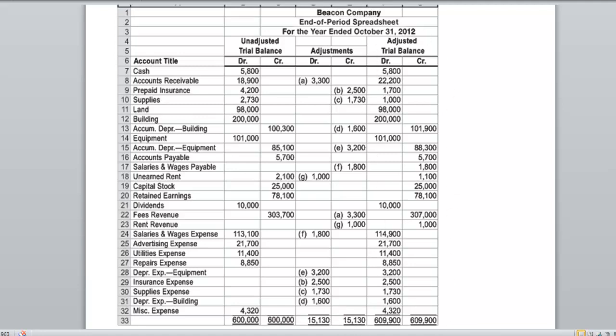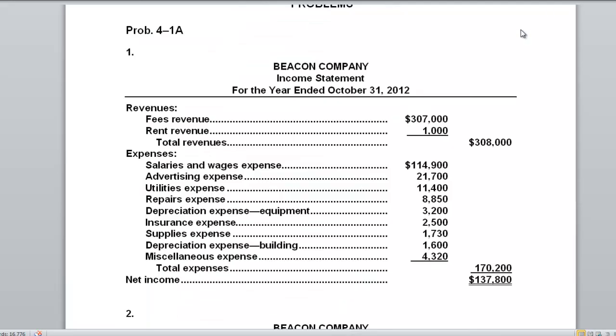Now from this adjusted trial balance, we're going to prepare the financial statements. We're going to start out with the income statement because that's the first one that we prepare. And of course, we're just going to take the figures from this adjusted trial balance and plug them into the income statement. So we're going to start with the income items here. We're going to offset that income with these expense items here. Okay, and so this is what we're looking at.